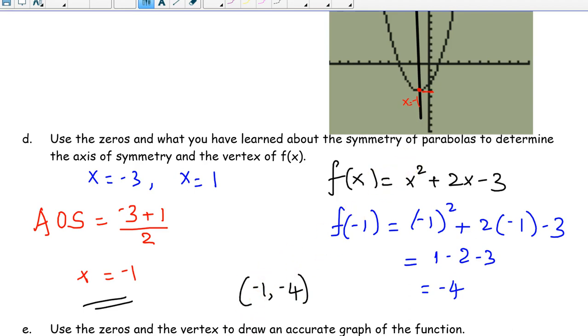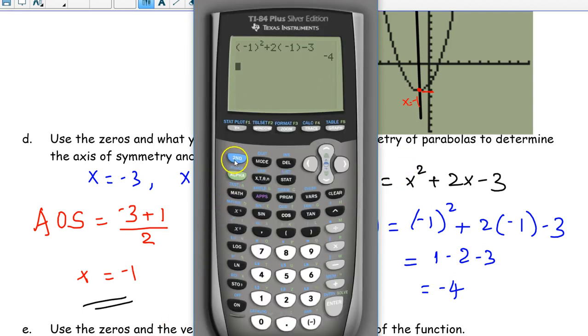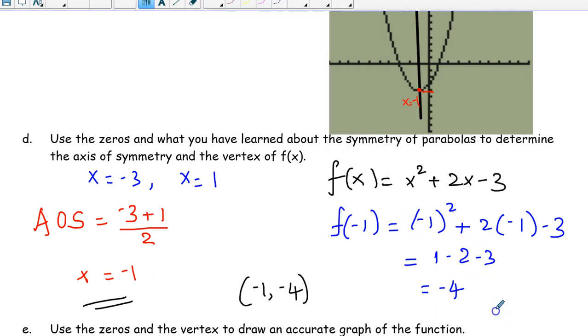That you have seen through the table function. -1 and -4. From the graph you can see and guess this is 1, 2, 3, 4, -1, -4. Or by substituting this axis of symmetry in the given function, you got the vertex. This is the vertex. Okay. So you have your axis of symmetry and you have your vertex.